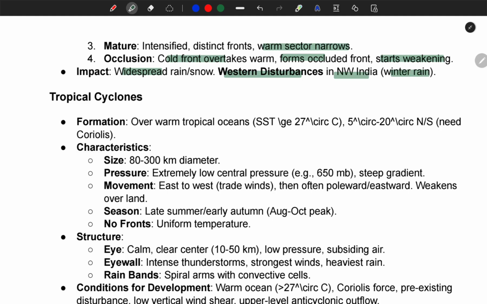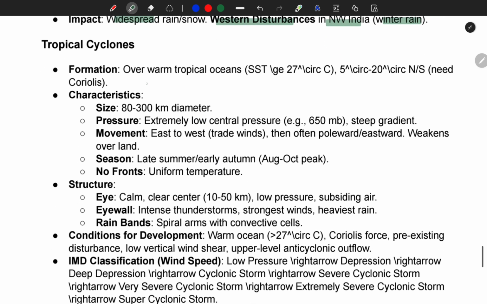Winter. Next is tropical cyclone. Formation over warm tropical ocean, SST 27 degrees, 5 to 30 degrees latitude, needs Coriolis. Next is characteristics: size 80 to 300 km diameter. Pressure: extremely low central pressure, example 650 mb, steep gradient. Next is movement: east to west with trade winds, then often poleward and eastward, weakens overland. Seasons: late summer, early autumn, August to October peak.